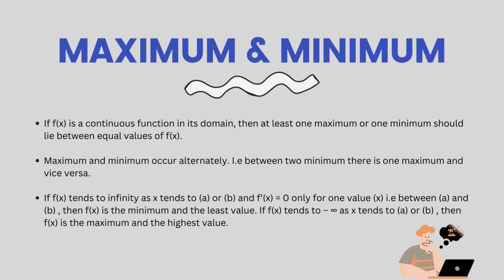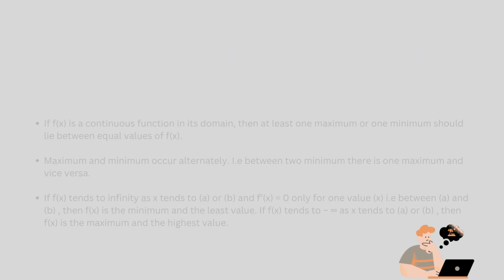If the function tends to infinity as x tends to a or b, and f prime x equals 0 only for one value x, for instance between a and b, then the function is the minimum and the least value. If the function tends to negative infinity as x tends to a or b, then the function is the maximum and the highest value.